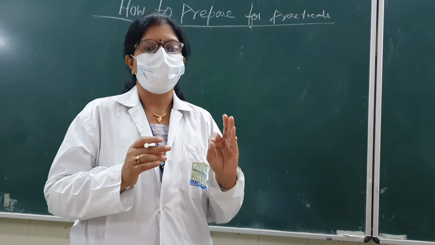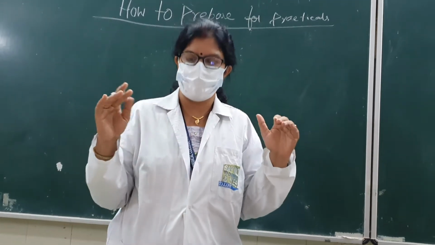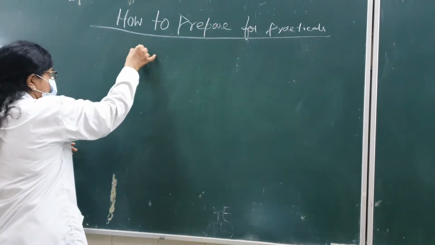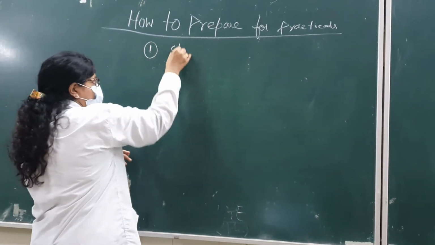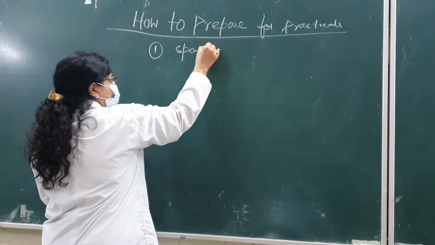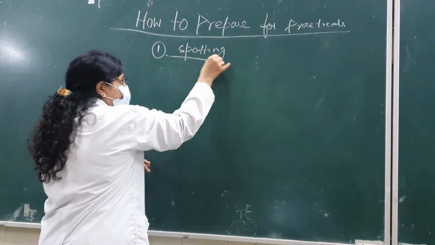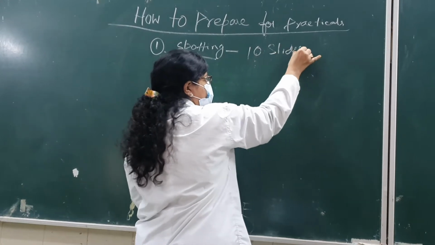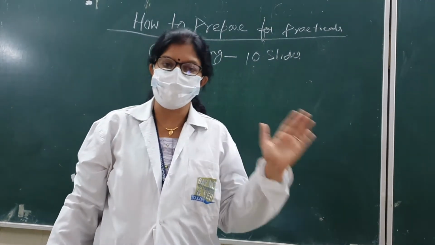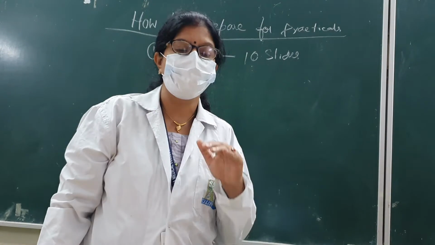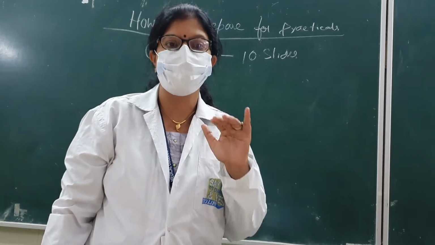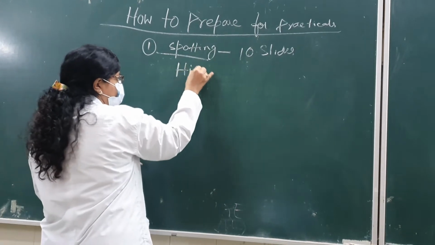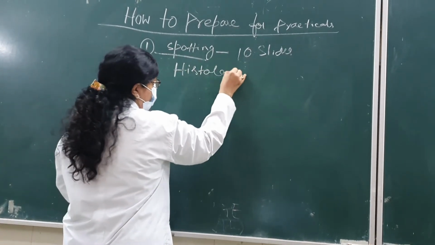So what are the vivas? You have to understand the pattern of the viva. First is your spotting. In spotting, 10 slides will be there. For the spotting part, you are required to have knowledge of histology. So this is the histology viva.